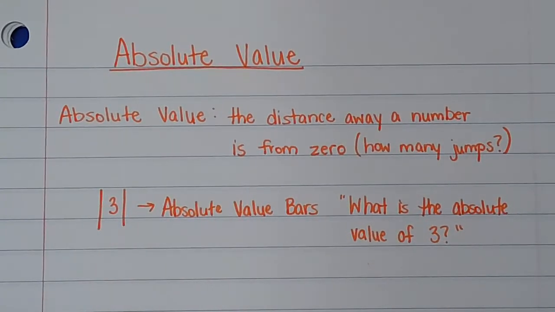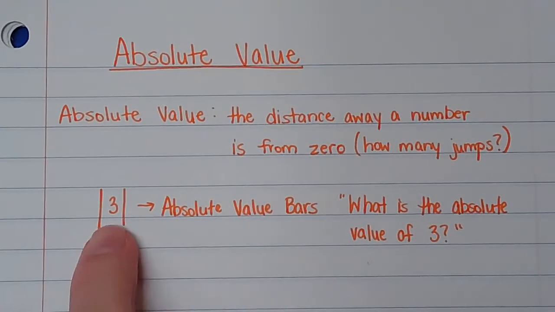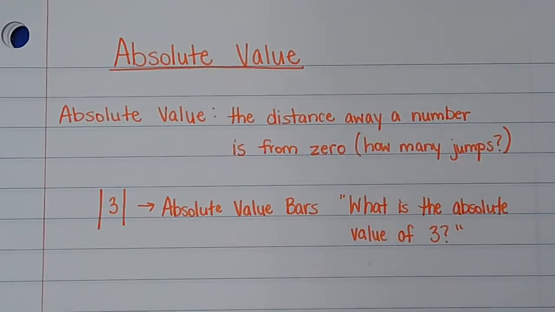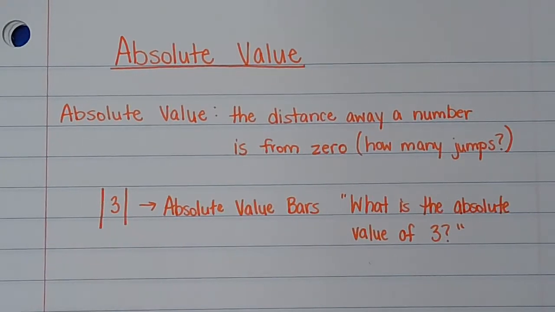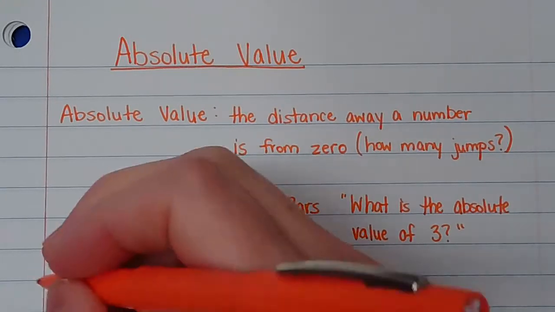So in other words, if you open up your test and you just see this right here, there could be no words whatsoever on the paper. All you would need to know is what's the absolute value of 3? How many jumps does it take to get to 3 from 0, which is 3? Okay. Let's look at some examples.